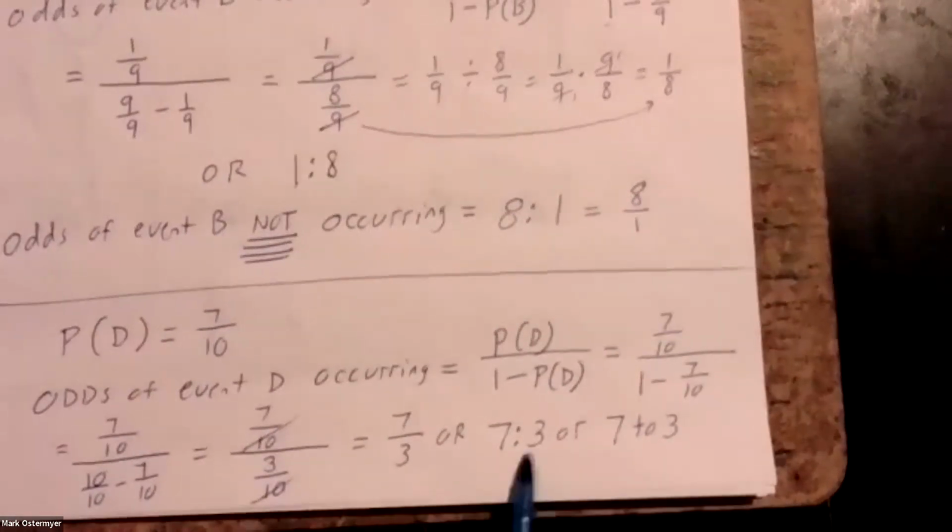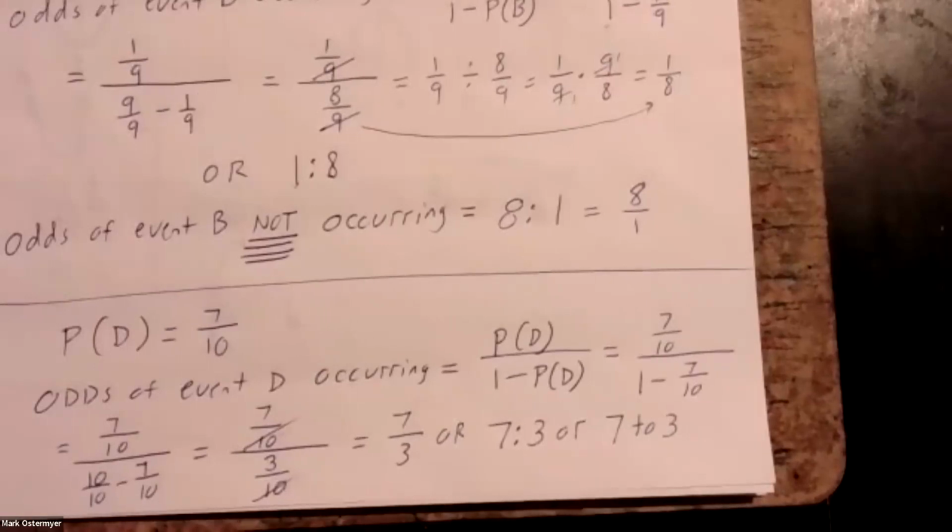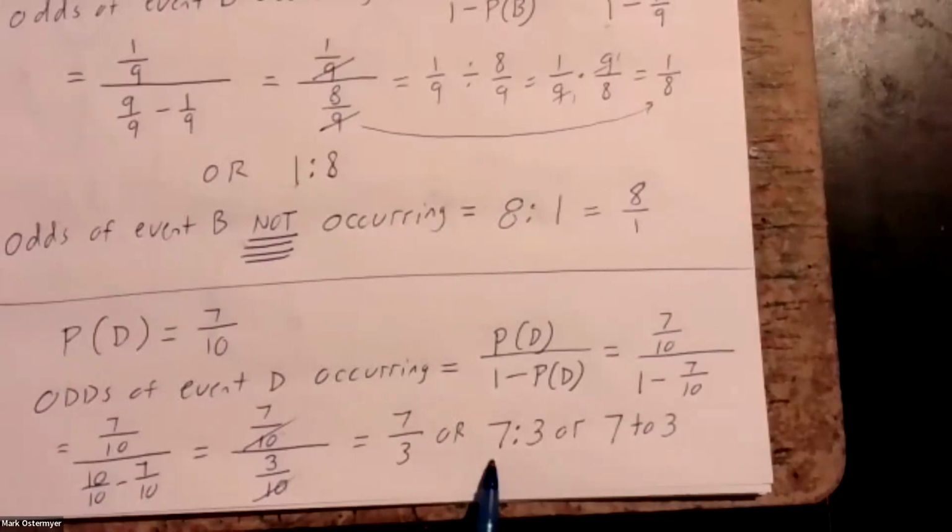So there's 7 favorable ways that would enable event D to occur, and there's 3 unfavorable ways that would prevent event D from occurring. Make sense? So if I was to conduct this experiment, whatever it is, 10 times, I would expect of the 10 trials, event D to occur 7 times. Of the 10 trials, I would expect event D to not occur 3 out of the 10 trials. Okay. All right. So what's the odds of event D not occurring then?